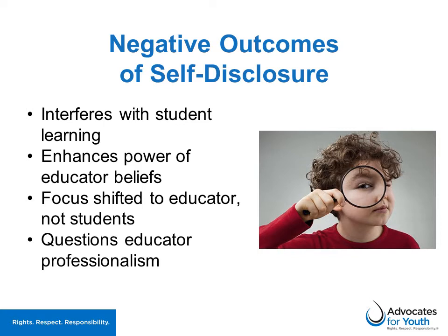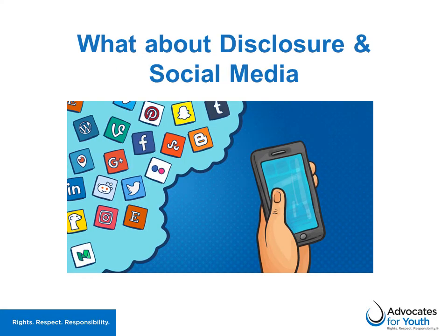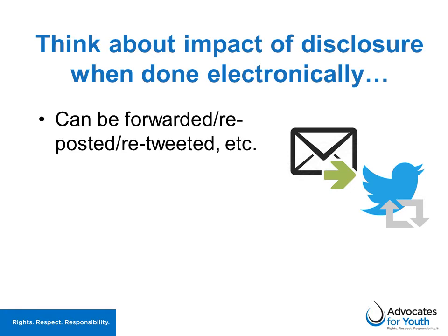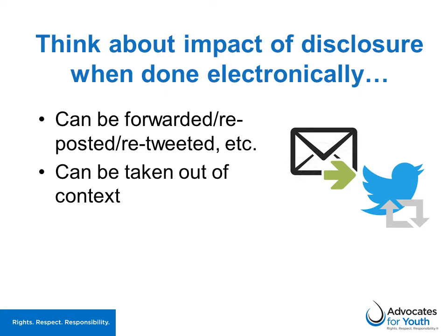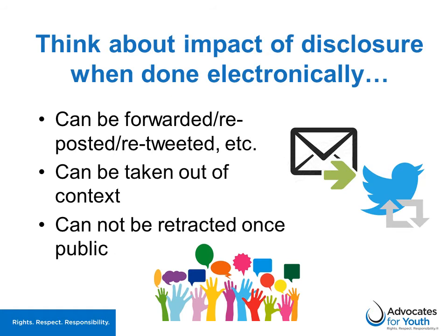It can bring up questions about your own professionalism, and it can create role confusion. If you're there talking about your personal life and your personal decisions, is that then what's expected of all of your learners as well? Then the issue of social media comes up, and how do we manage that when it comes to disclosure? Some things to really think about when it comes to disclosing information via social media, whether that's on Twitter or Facebook or texting with our students. We know that when it's done electronically, it can be re-forwarded, reposted, and retweeted, sometimes in ways that are taken way out of context. Those things can be hard to undo once they're already done. We also know it can't be retracted once it's out in the public sphere, so be really thoughtful and careful about sharing personal information electronically.